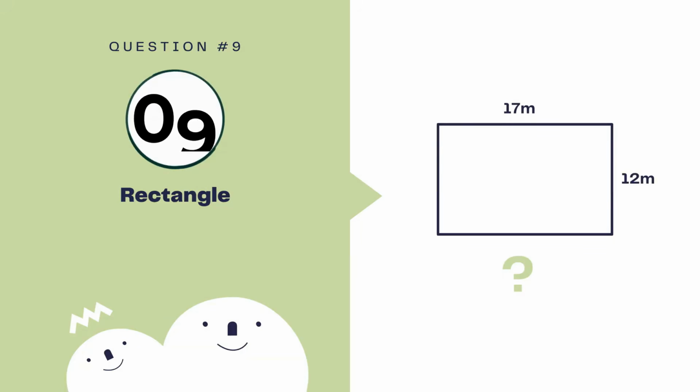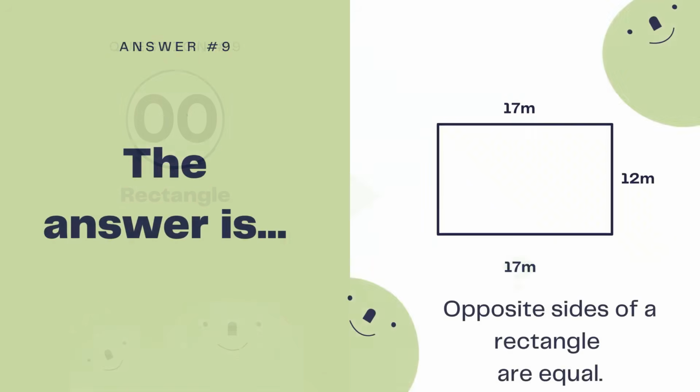Let's move on. What is the missing side length? 6, 5, 4, 3, 2, 1. The answer is 17 meters. Opposite sides of a rectangle are always equal.